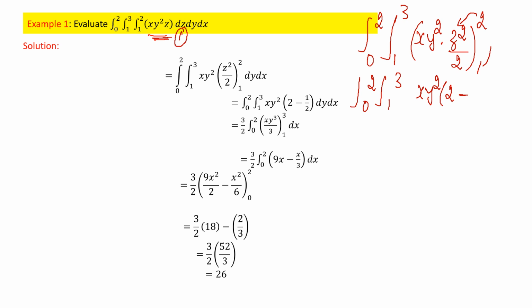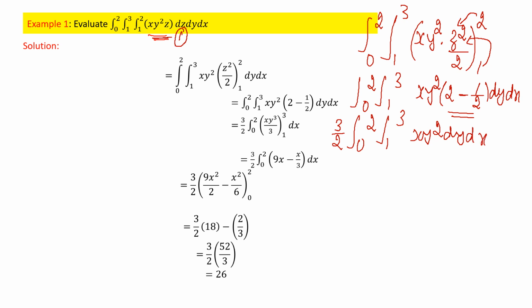Then replace z by 1. So z power 2 means 1 power 2, which is 1. So this is 1 divided by 2. Still we have dy and dx. The value of 2 minus 1 by 2 will be 3 by 2. So let me take 3 by 2 outside. The remaining terms are 0 to 2, 1 to 3, x y power 2 followed by dy and dx.